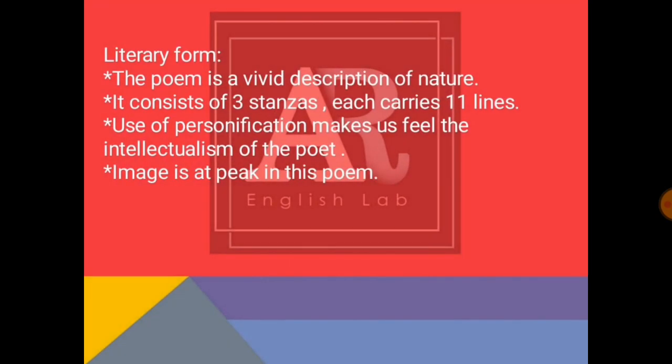Literary form. The poem is a vivid description of nature. It consists of 3 stanzas. Each carries 11 lines. Use of personification makes us feel the intellectualism of the poets. Imagery is at its peak in this poem.